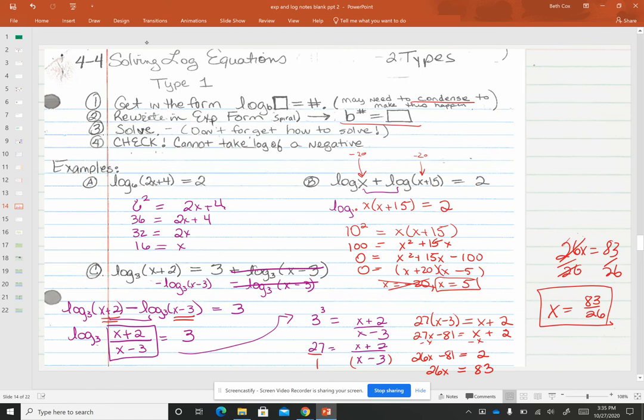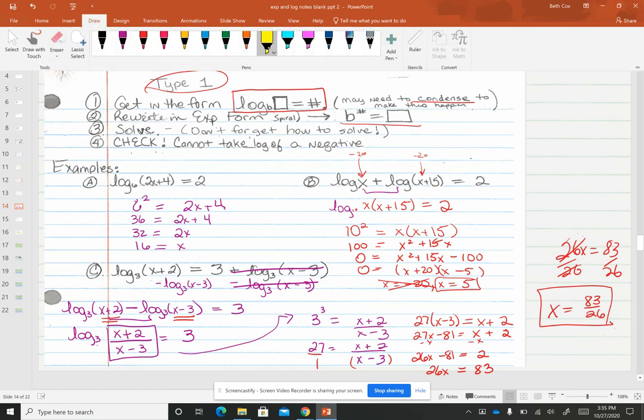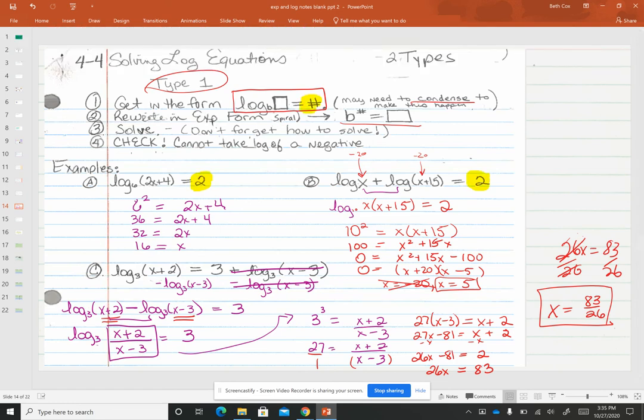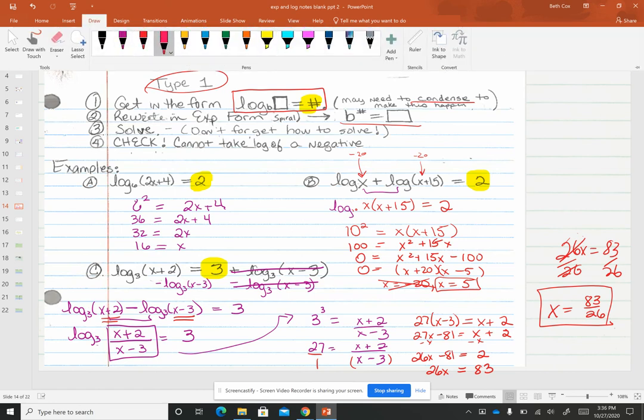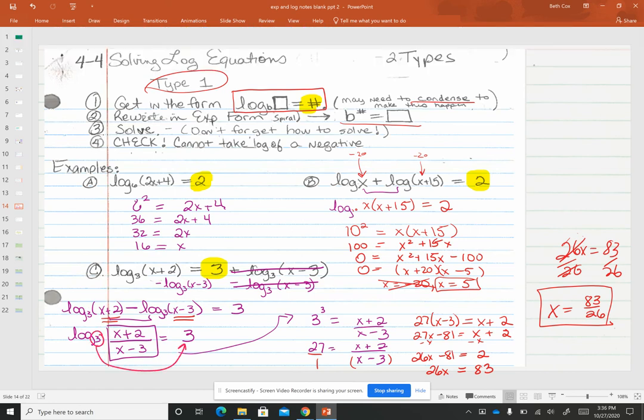Okay, so this is type 1. Type 1 is when you have log equal a number. This is very important that you recognize that in each one of these problems, there was a single number, and we did the spiral on each one of these problems. We did the 3 to the 3 power equaled the box. We did 10 to the second power equal the box. We did that on each one of these. Okay, so make sure that you pay attention to that because that's type 1. Next video, we're going to do type 2.